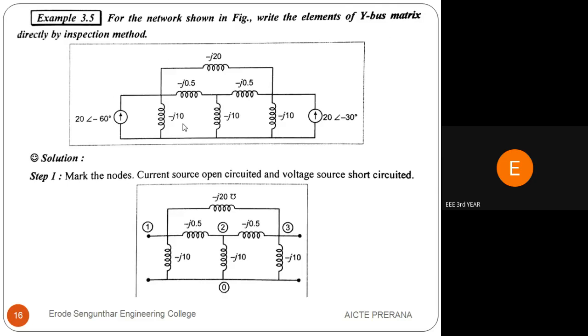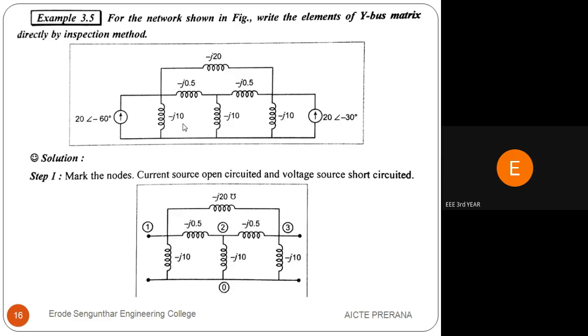Okay, next. For the network shown in the figure, write the elements of the Y bus matrix directly by the inspection method. The inspection method and the two rule method are the same. Actually, I said in the first example that the two rule method is otherwise called inspection.